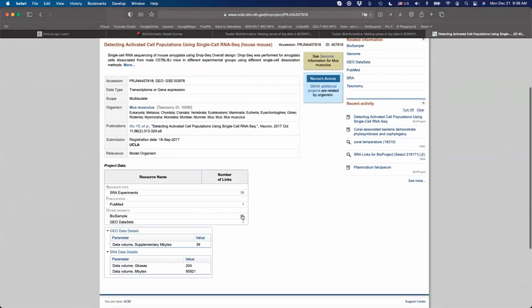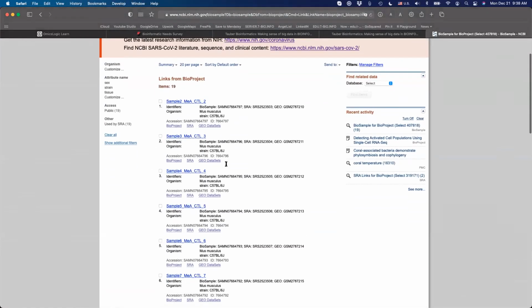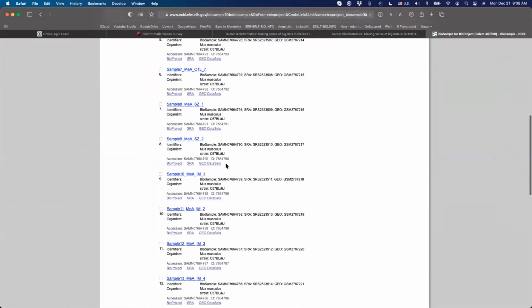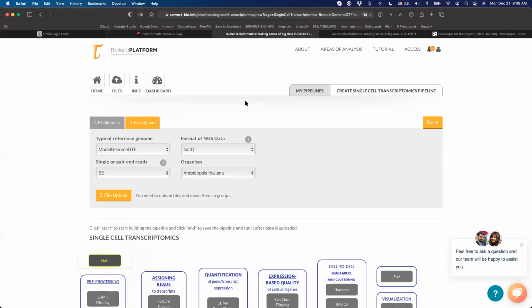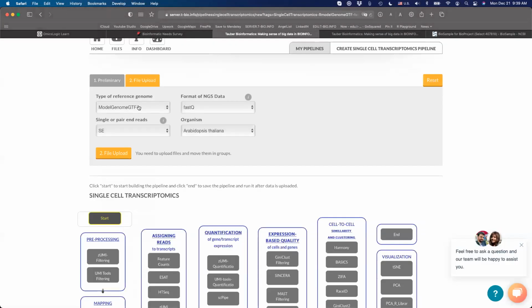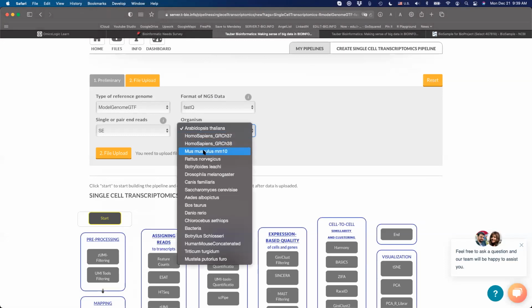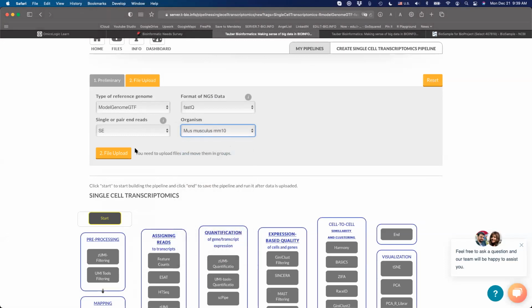Okay, you can see that right here we have a number of input data sets. We took some of them. So basically just one sample, this is just one sample that we have. And this one sample is single end. So that's something that you need to remember. Okay, so here, this is a mouse. So use mouse right here.